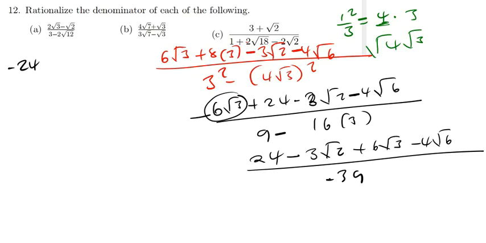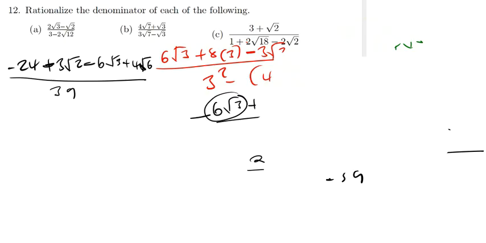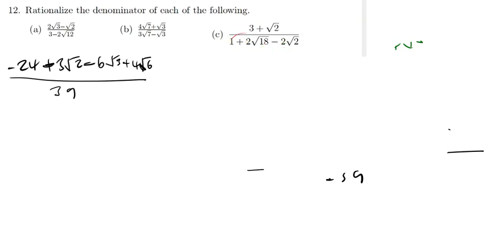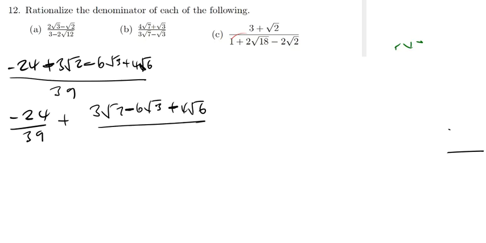So we are dividing everywhere by negative 24, sorry. So here now it will be negative, here it will be positive 3 root of 2, then here it will be minus 6 root of 3 plus 4 root of 6. Everything now is divided by 39. So the way you have to leave your answer, it should be in a form of, I'm going to write this negative 24 divided by 39 like that, then plus 3 root 2 minus 6 root 3 plus 4 root 6, then divide it again by 39.